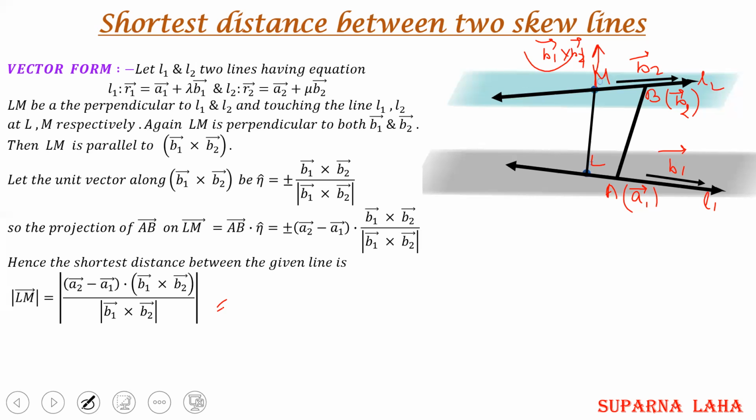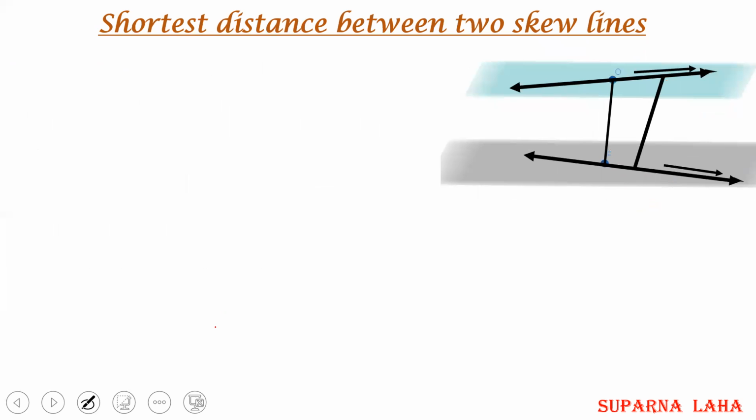So if we change this vector formation into the Cartesian form, the same thing we need to take: this is A, this is B, and this is L, this is M.